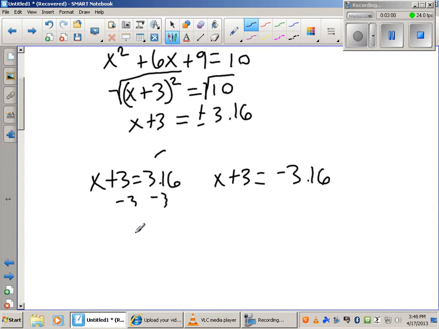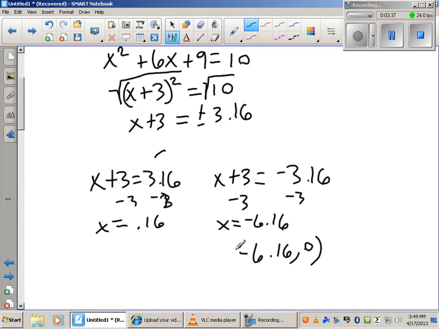So then we're left with minus 3, and x equals 0.16, and then subtract the 3, x equals negative 6.16. Put those in our coordinate point form, and those are the solutions to that equation by completing the square.